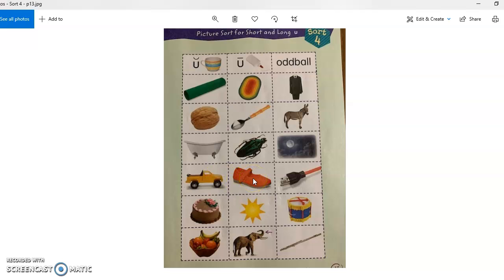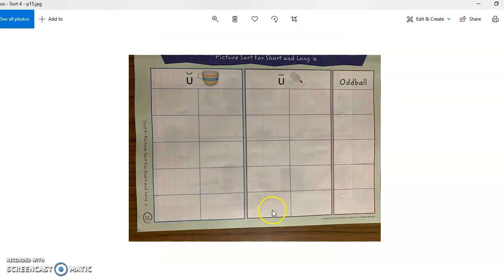shoe, plug, cake, sun, drum, fruit, trunk, and flute. So for each one of those pictures, you decide if it's a short U or long U, oo or you, and place it into its proper category on this page.